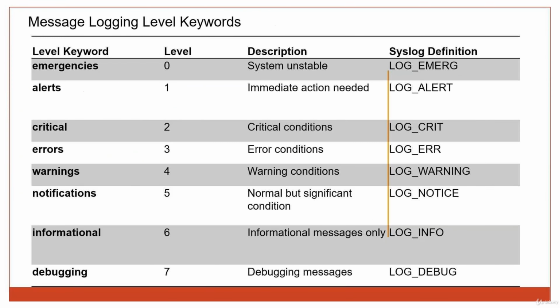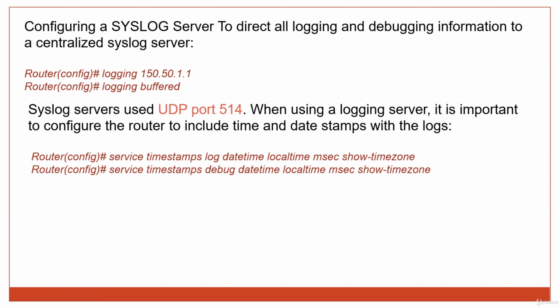So what different types of log messages do we have here? You can see that they start from emergencies and go to debugging, level 0 to 7. So these are the types of log messages we have, and it is up to us what type of log messages we want to see on the remote logging server.